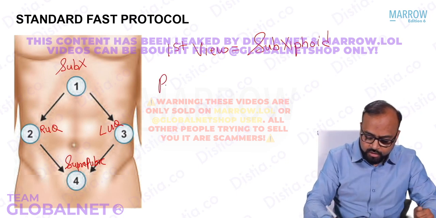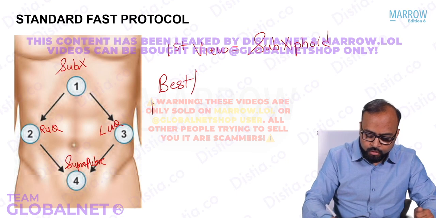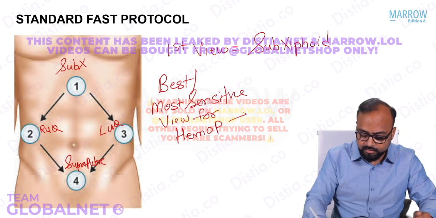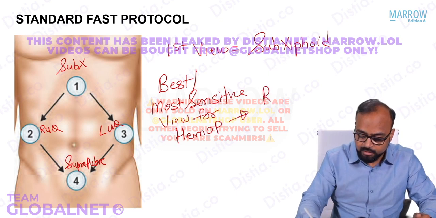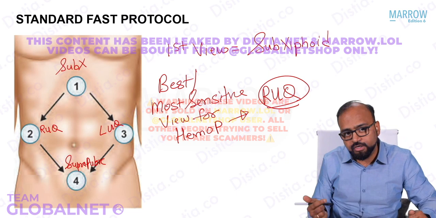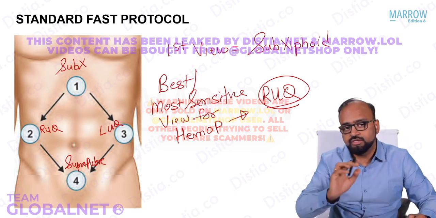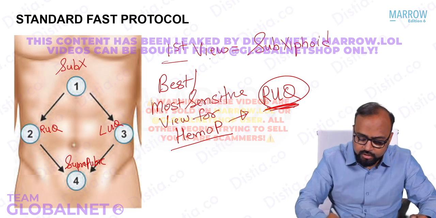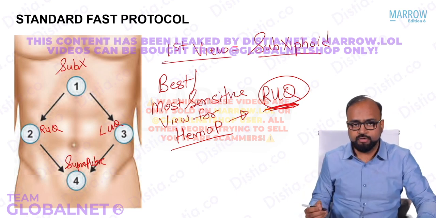In these views, what is the best view or most sensitive view for detection of hemoperitoneum, that is blood within the peritoneal cavity? It is, remember, this right upper quadrant view. Why? Because it helps us see the Morrison's pouch, which is considered to be one of the deepest and most dependent parts of the peritoneal cavity in supine position. So the overall best or most sensitive view is the right upper quadrant view. The first view obtained is usually the subxiphoid view.